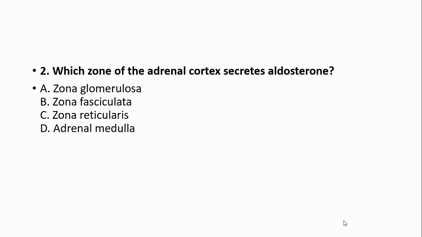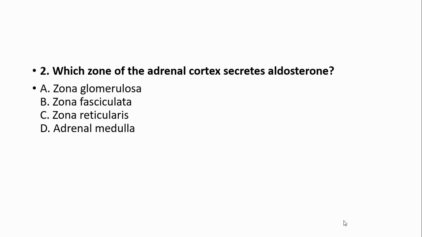Which zone of the adrenal cortex secretes aldosterone? Your options are: A. Zona glomerulosa, B. Zona fasciculata, C. Zona reticularis, D. Adrenal medulla. Any guesses again? So the answer is zona glomerulosa.